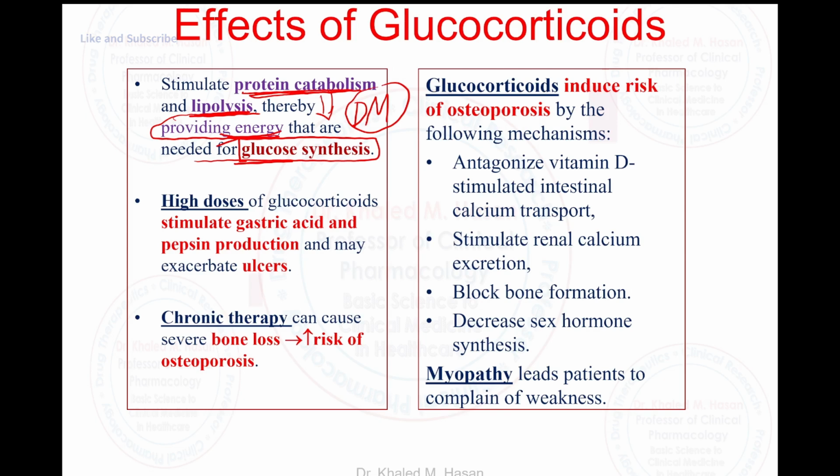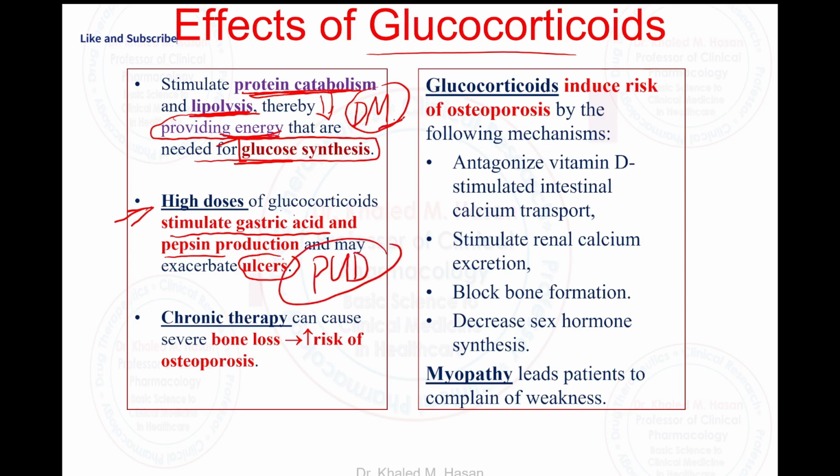Okay, moving to the next one, which is important for us. If you prescribe glucocorticoids to your patient at high doses, they stimulate gastric acid and pepsin. Gastric acid and pepsin will lead to peptic ulcer disease. So we have another case here: you can have diabetes, and you can have peptic ulcer disease. What else? This is with high doses.